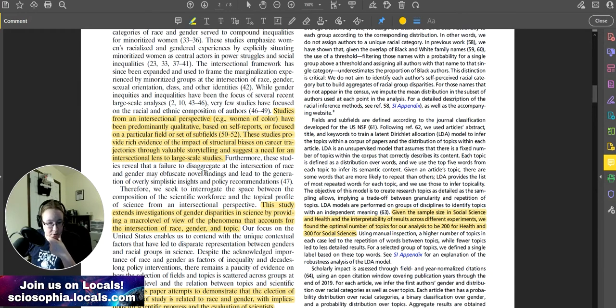And this is where I call a bit of BS. And again, I call BS on what I said before, and I'm going to get into it even more in a second. "This study extends investigations of gender disparities in science by providing a macro-level view of the phenomena that accounts for the intersection of race, gender, and topic."